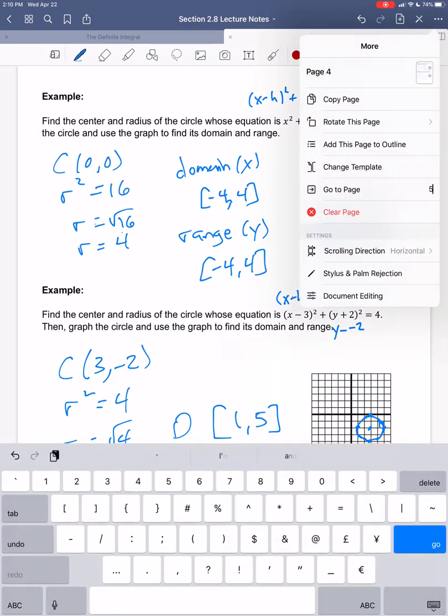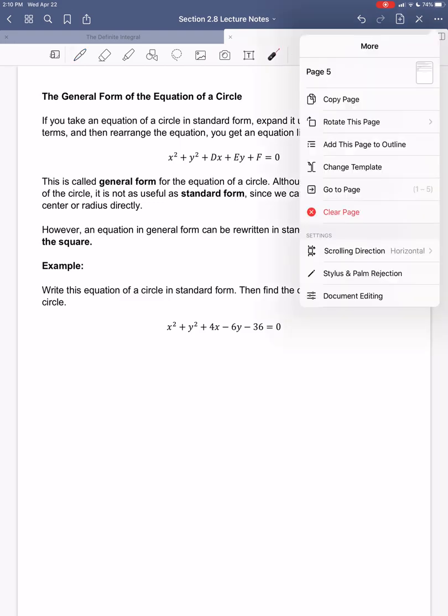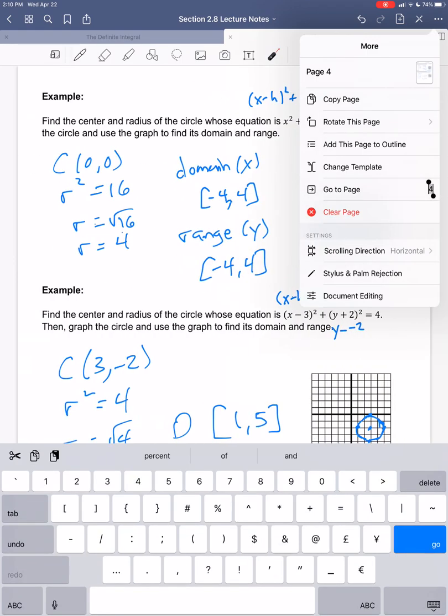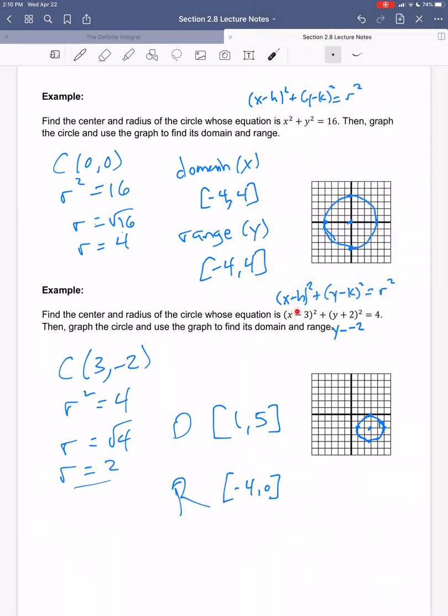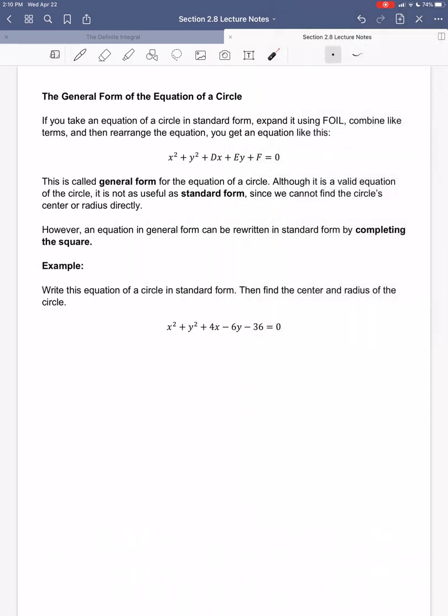Finally, these were nice problems because I had the standard form of the equation of a circle. We do have something else called general form. If I take something like what I had back here, an equation like this, and I multiply it out, so I make x minus 3 times x minus 3, y plus 2 and y plus 2, I do FOIL, I combine like terms, I do some rewriting, I would get an equation that looks more like this. This is called general form. It's a perfectly good equation, but it's just not very useful because I can't look at it and tell what the center and radius are.